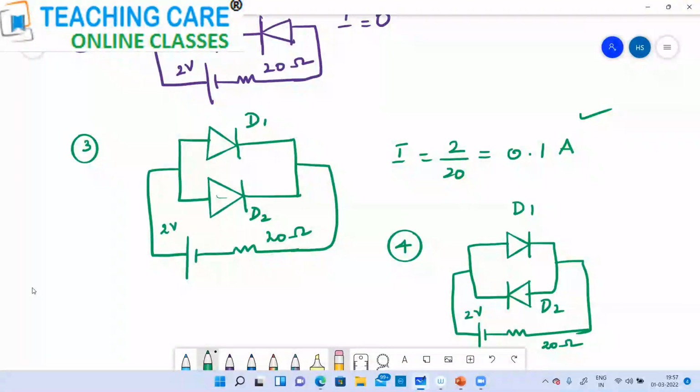Current would be fully only. There, the way is blocked. Imagine as there is no D2 at all. Okay, the way is blocked. I will be only 2 by 20. This portion is not here. That's all.